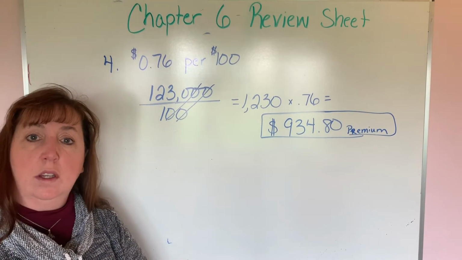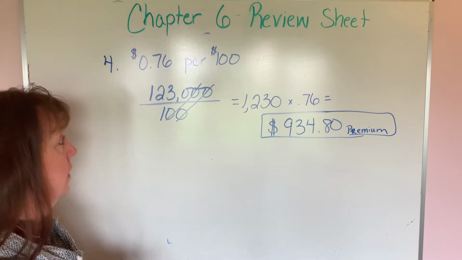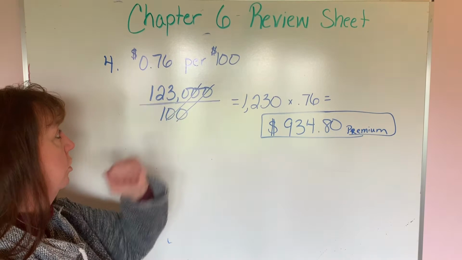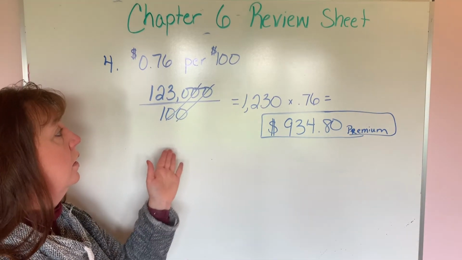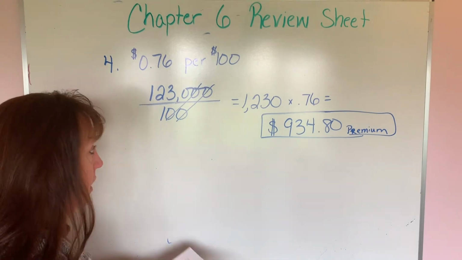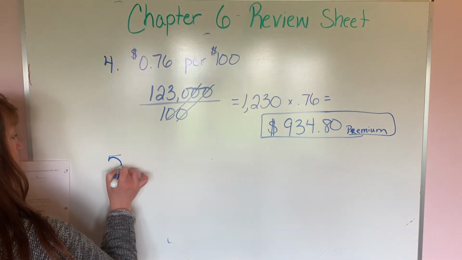So that's the insurance on the home, just in case something happens and they need to file a claim. They insured it for $123,000. They pay this much, $934.80 a year. Question number 5.